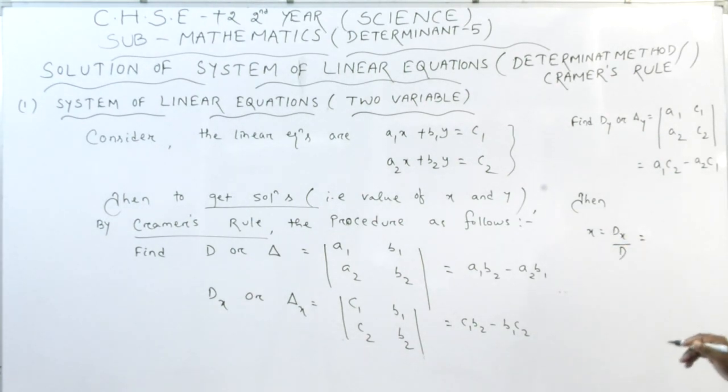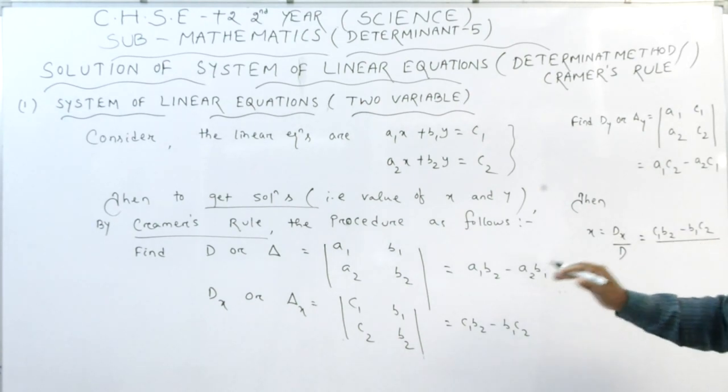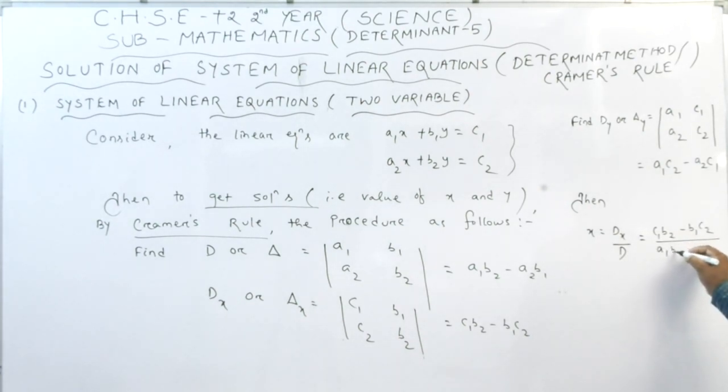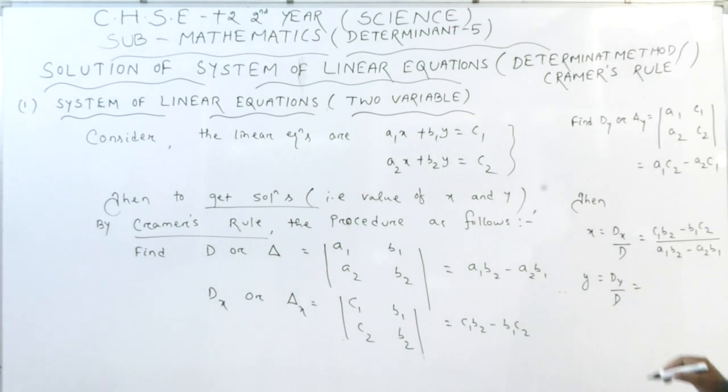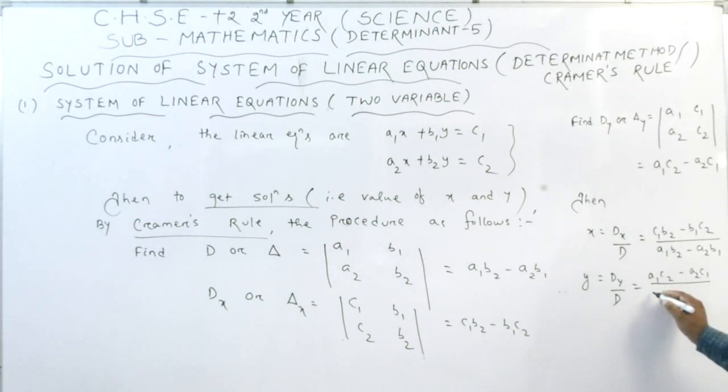Dx means we have to write the value: it is c1 b2 minus b1 c2 divided by D, that is a1 b2 minus a2 b1. And we have to find the value of y, that is Dy by D. What is your Dy? That is a1 c2 minus a2 c1 divided by the value a1 b2 minus a2 b1.